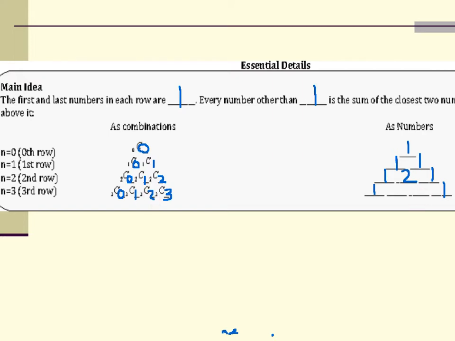Or you could also say 1 plus 2 is 3. So 3 goes here. And then 2 plus 1 is also 3 for the next term. So this triangle is very related, combinations and the numbers in Pascal's triangle.